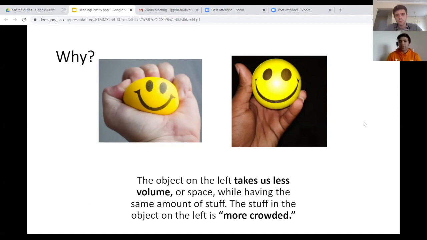So like he said, the object on the left takes up less volume or less space, and it still has the same amount of stuff because that ball is the same ball as the picture on the right, so it still weighs the same, but the one on the right is less crowded.